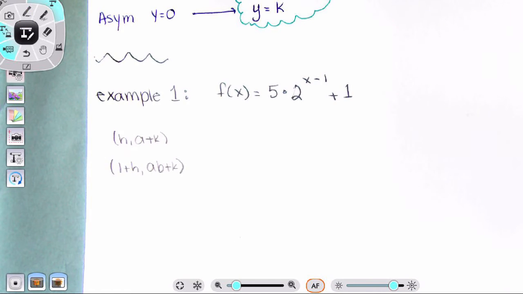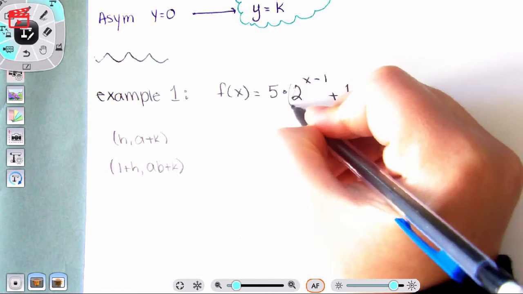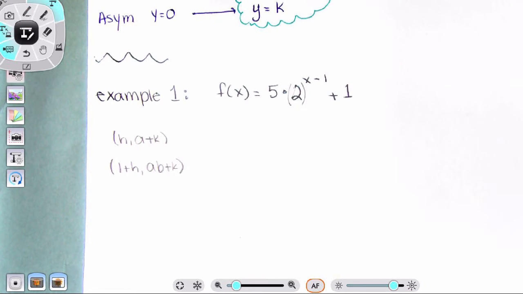Now, how do we know if this is a growth or a decay function? You're looking at your base. If your base is greater than 1, then you have a growth function. If your b is a fraction between 0 and 1, you have a decay. Now, to visually see growth, think about when you're growing, you're getting taller.